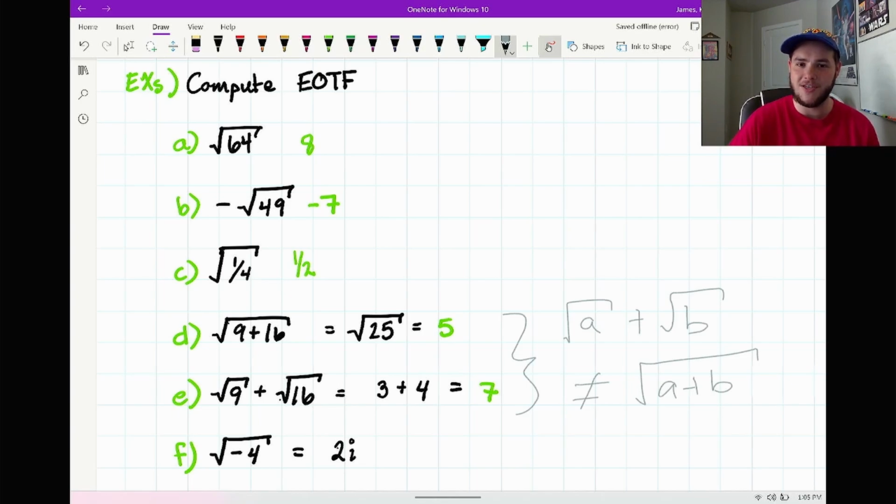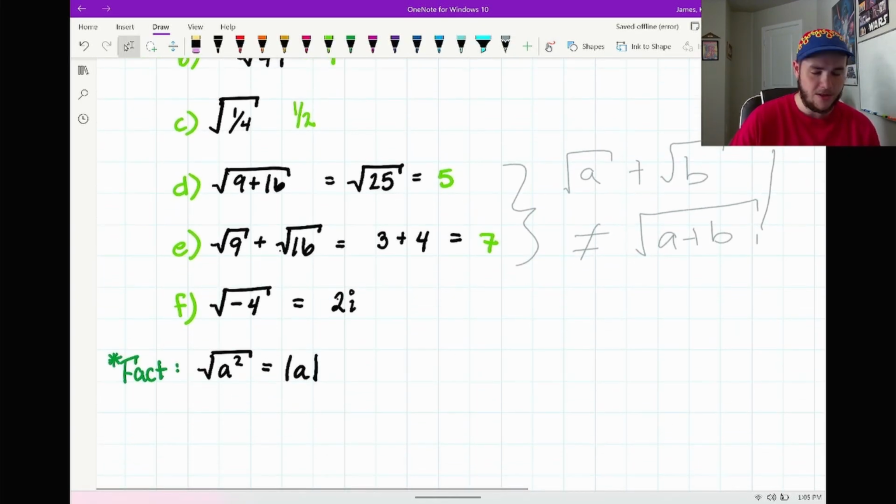One last fact I'd like to leave you with is that the square root of a squared is another way of writing down the absolute value. This is just sort of a little fun fact, if you will.